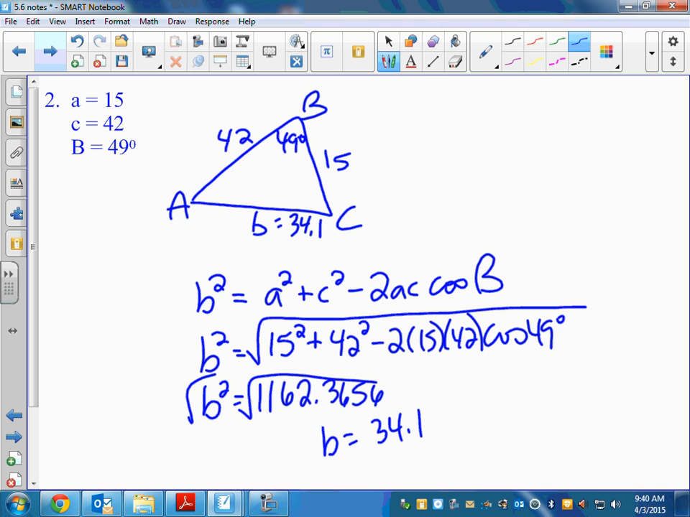And again, just like the other problems, we could do law of cosines again, but we also can do law of sines. Can we do law of sines now? Yeah, use the little one. So I can say sine of A over 15 equals sine of 49 over 34.1.